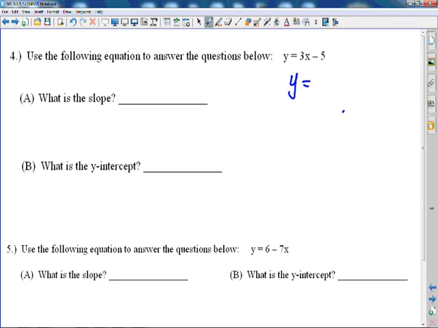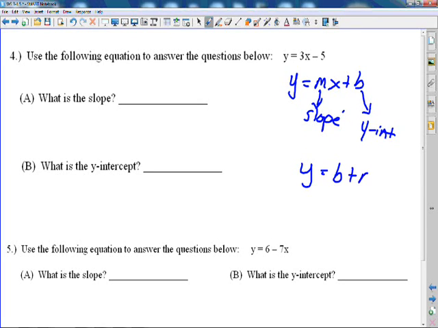All right, Y equals mx plus b. M is the slope. B is the Y-intercept. Does it have to go in this order? No, it could be like this. It doesn't matter which order. The slope here is the one with the x. The slope would be 3.